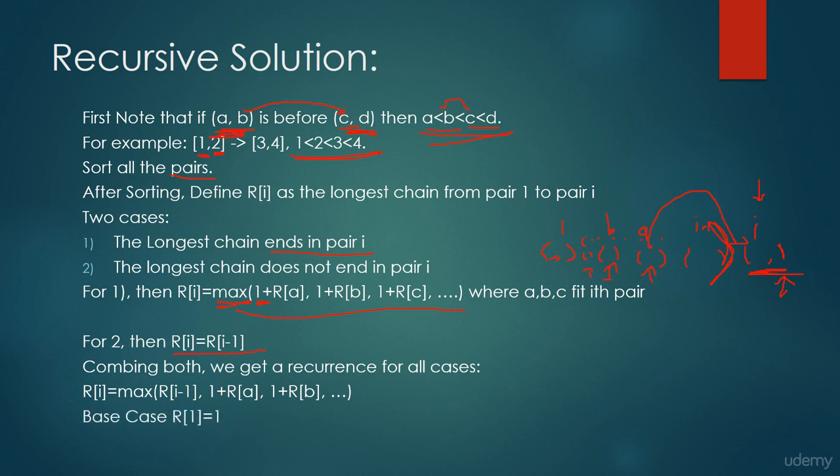Of course, here the base case is R1 equals 1, because if we have only one pair, the longest chain is simply this element. It has length 1.